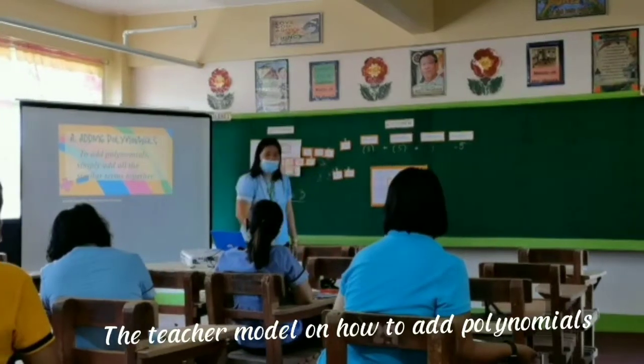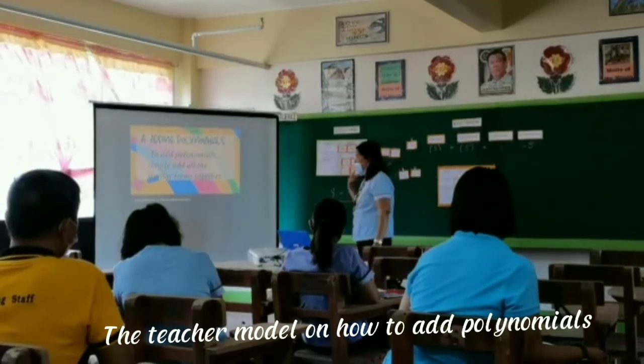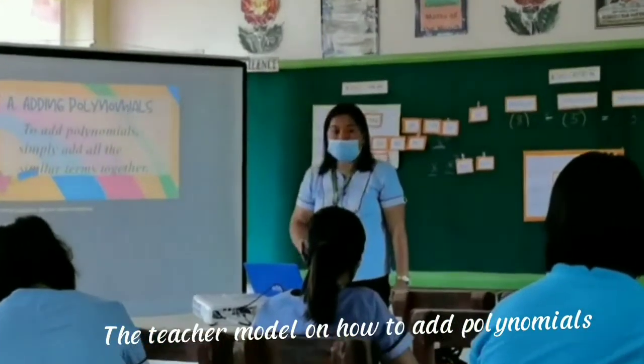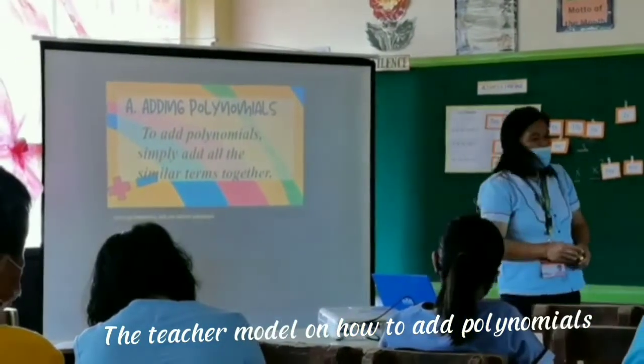So, how are we going to add polynomials? To add polynomials, just simply add similar terms together. You cannot add if it is not a similar term.